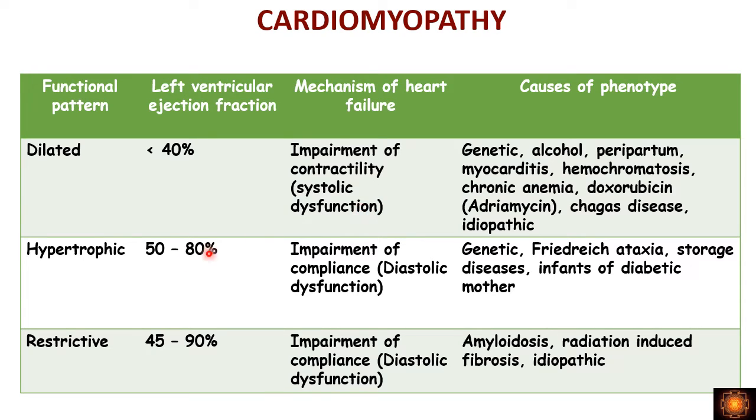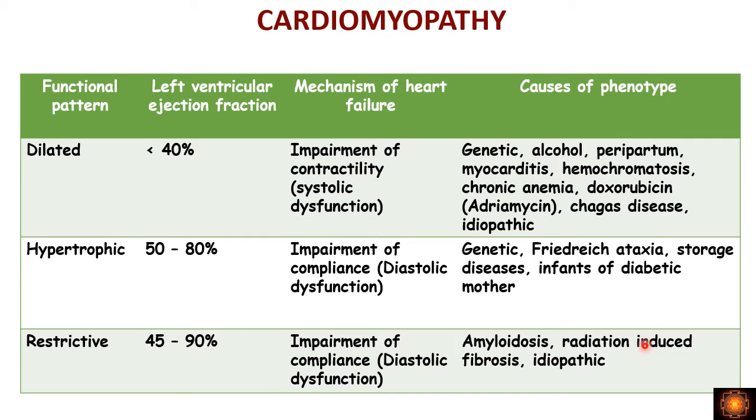And in the hypertrophic, the left ventricular ejection fraction is 50 to 80%, and here it is diastolic dysfunction, impairment of the compliance, because the muscle is very much thickened and the volume of the heart chambers is reduced. So there is a diastolic dysfunction. In restrictive cardiomyopathy, the left ventricular ejection fraction is 45 to 90%, and here also we have a diastolic dysfunction, and actually here we have even systolic dysfunction also.